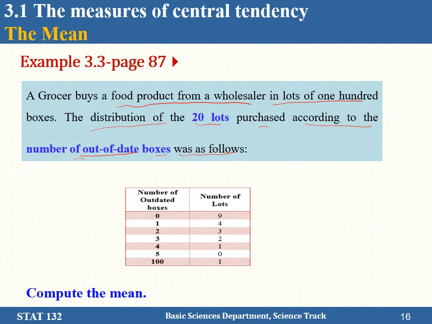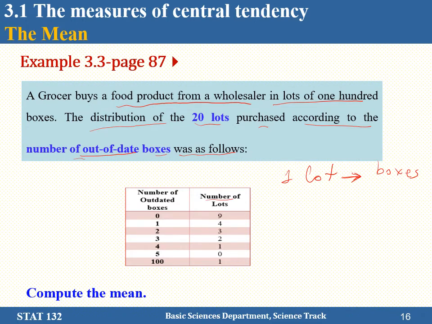So this guy buys 20 lots. In each lot there are boxes, and from one lot you might have outdated boxes and good boxes. These outdated boxes are not good.